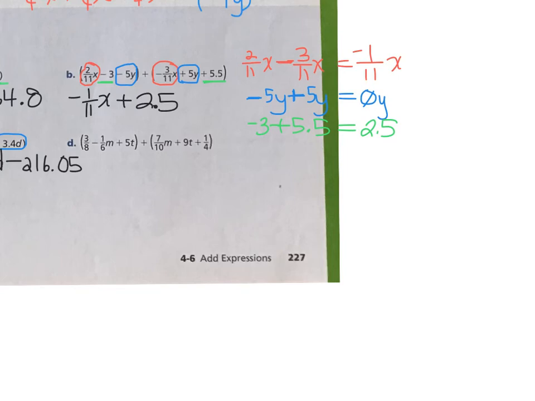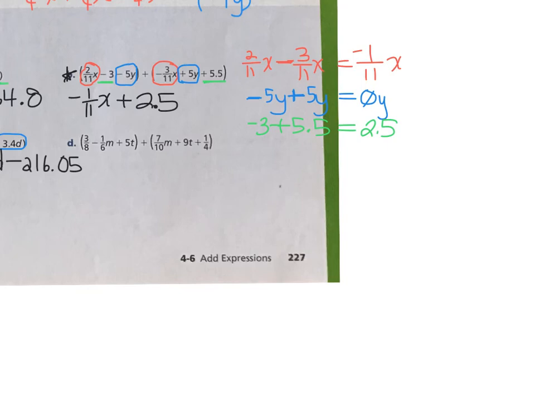Now let's take a look at D. D is the last one, and I notice that there are multiple fractions, and none of the fractions have common denominators. But before I freak out about that, let's go ahead and start collecting our like terms, because we only need to get a common denominator if we are adding or subtracting fractions that need a common denominator.